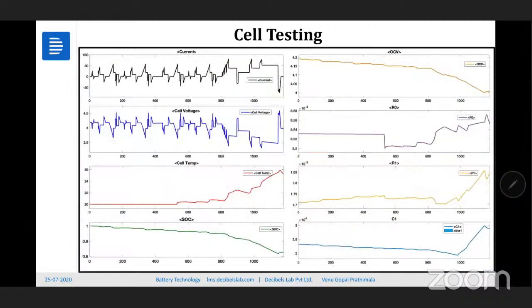And yeah, the results will be something like this. If you look over here, this is the profile I have given as the input, the current profile. For this particular current profile, this is how the cell terminal voltage is behaving. And this is the cell temperature. Initially it is at 20 degrees Celsius, but finally it reached 26 degrees Celsius. So approximately 6 degrees Celsius has increased.